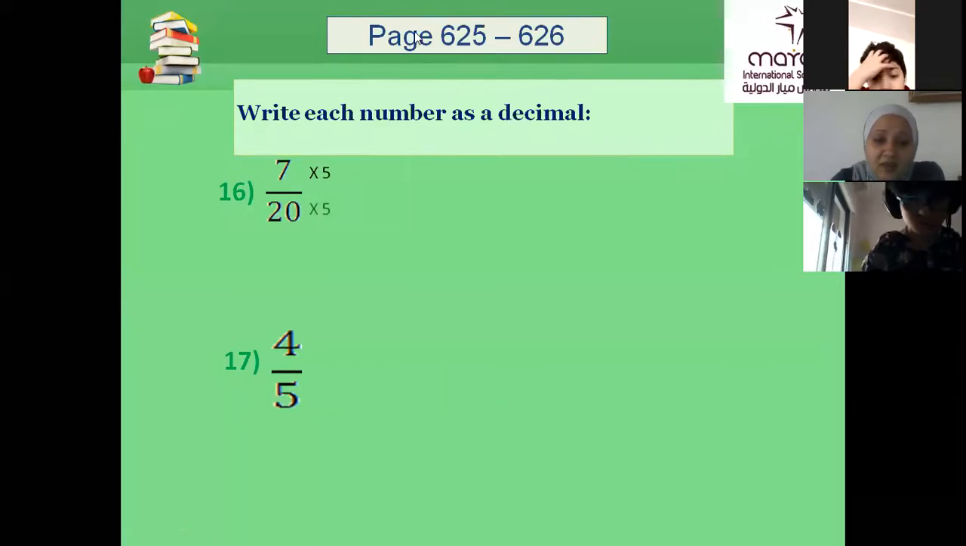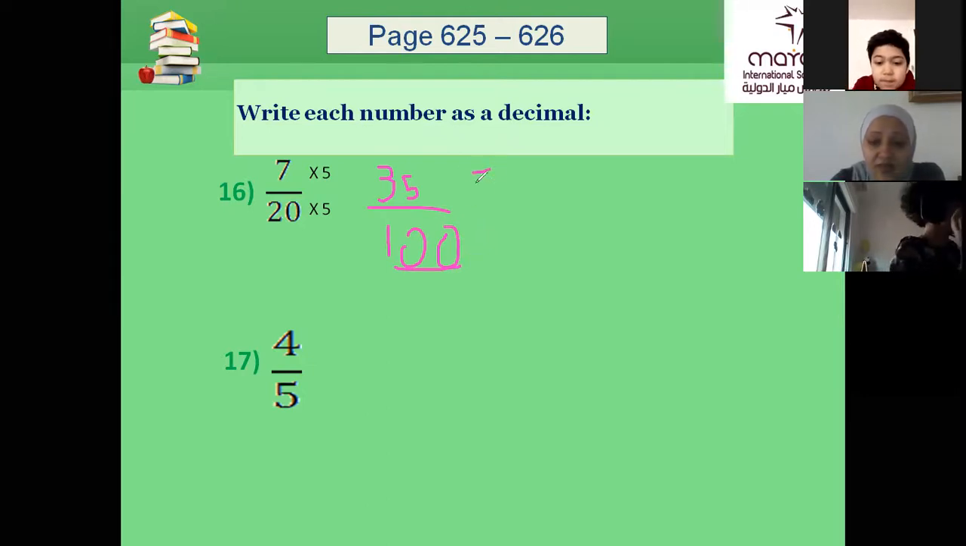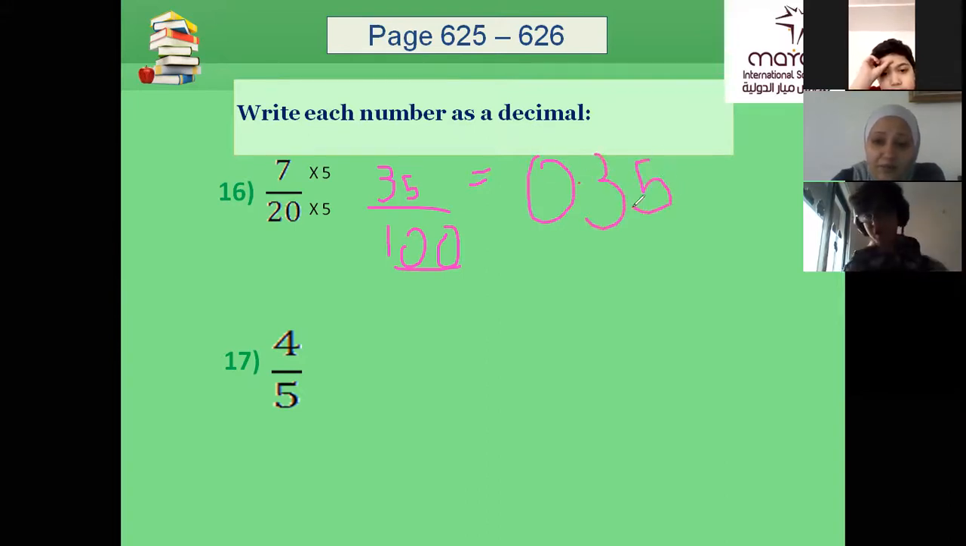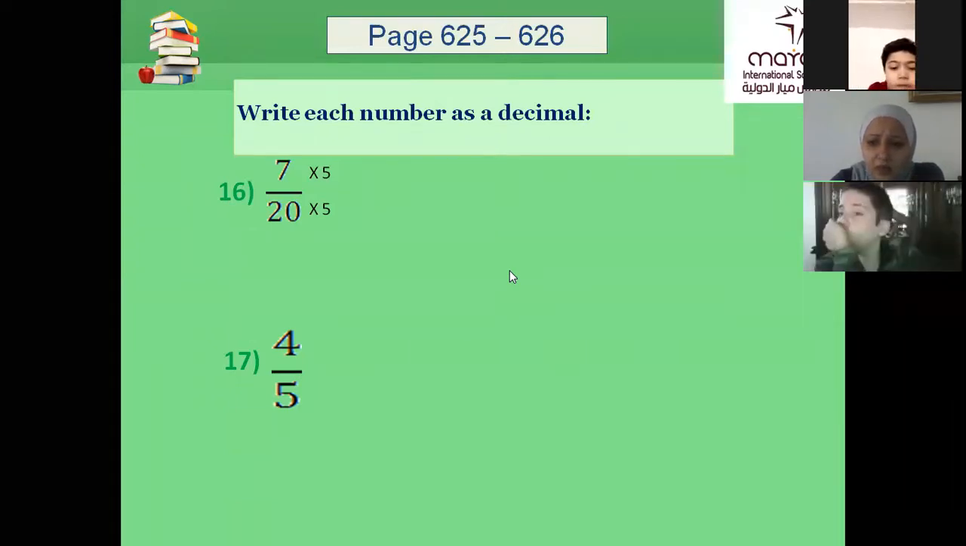What will we get? 35 out of 100. Now, did we get the denominator 100 or 10 as we want? Yes. Okay, so we write it now. We don't have any whole number, so we write 0 decimal point 35. Okay? Is it clear now? Yes. Okay. Let's continue.